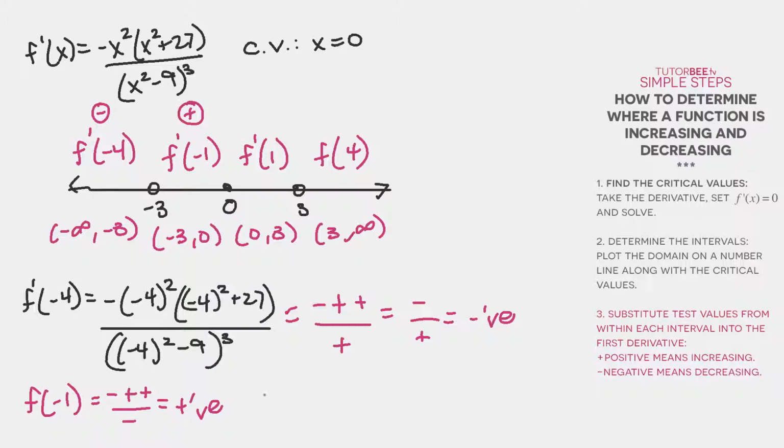When we do f prime at 1, it's going to be the same situation as negative 1. So we're going to get a positive for this one. And when you sub in 4, because we're squaring where we're subbing it in, the 4 is going to be the same as negative 4. So we get this.